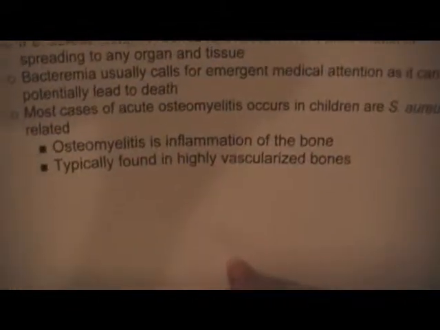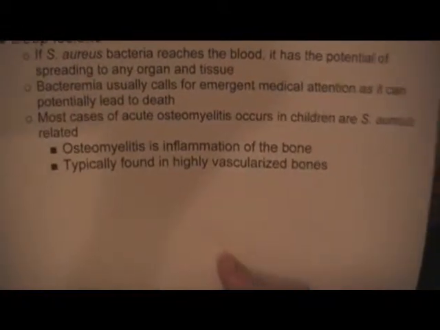And there were studies that showed that most cases of acute osteomyelitis, which is inflammation of the bone in children, is related to Staph aureus. So it's very important that once it's discovered that it's in the blood, that it's taken care of, that the child or adult is given antibiotics, and that it's taken care of. In this case, for children, acute osteomyelitis is typically found in highly vascularized bones. That's because their bones are still developing and still vascularized. So as it travels through the blood, it finds it easier to get there.